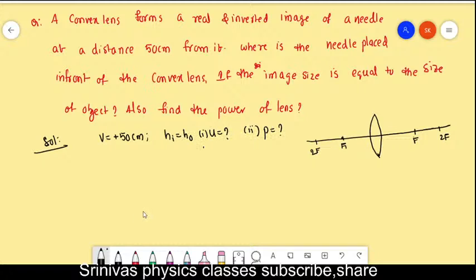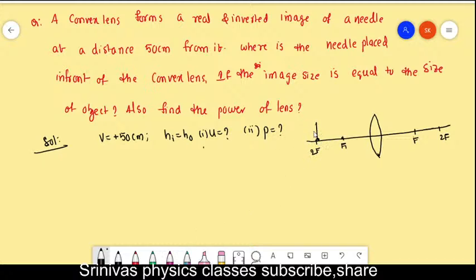Okay, in order to find the power, we require the focal length, right? Now, anybody answered where we have to place the object? Very good, Nishant. The object should be placed at 2f, right? Nice answering, Nishant.